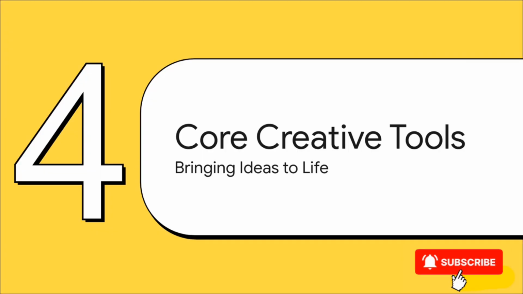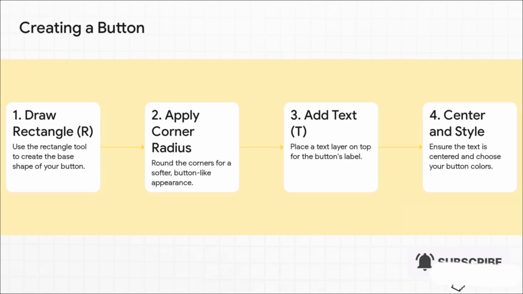Okay, enough talk, let's actually make something. We're diving into Section 4 to play around with the core creative tools you'll be using all the time. A perfect first project is just making a simple button. Seriously, it's super easy. You just hit the R key to draw a rectangle. Then you hop over to the Properties panel to give it a corner radius. That's what gives it those nice, soft, rounded edges.